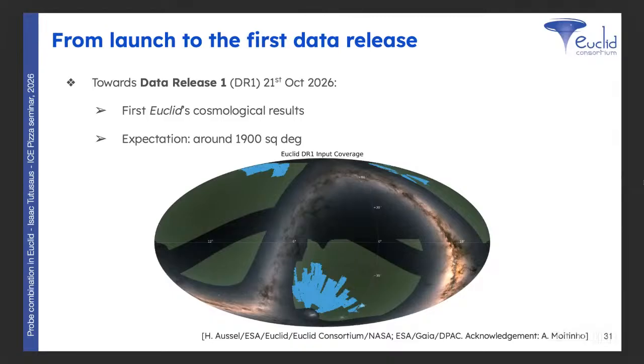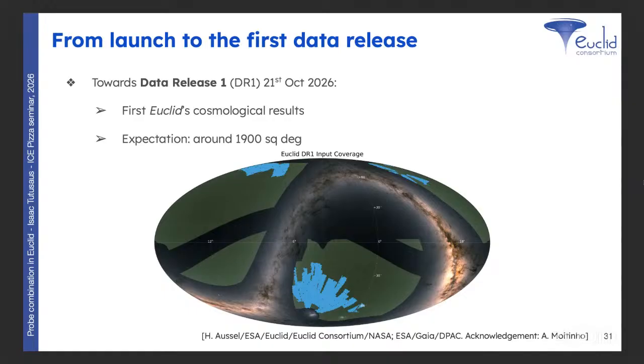Now we're working towards the first data release. If you go to the ESA website and look for the Euclid timeline, this is public, and it says 21st October 2026. Now this will probably not happen, but still, on the website, that's what it says. The first data release is where the first cosmological analysis, the first cosmological results from Euclid, will come from.